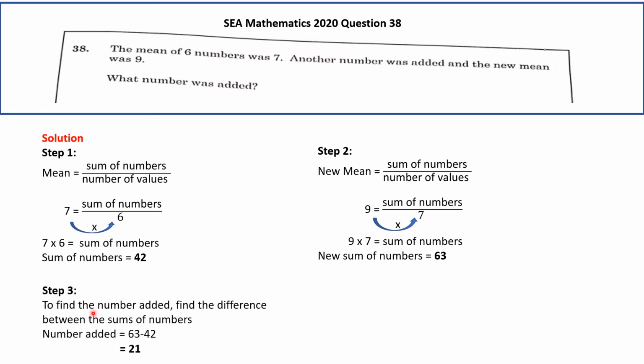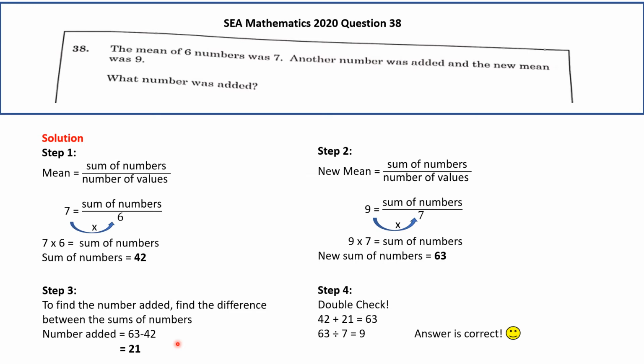Step 3 now, to find the number that has been added, we need to find the difference between the sums of numbers. So if after the new mean, the sum of numbers was 63, but before that it was 42, then I say 63 take away 42 to give me 21.